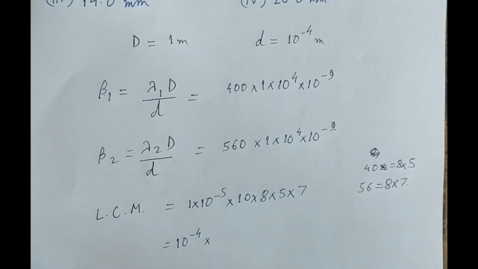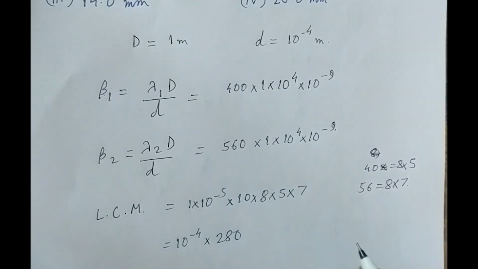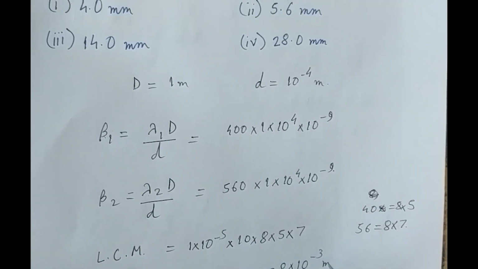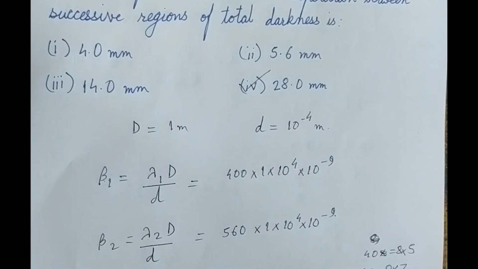8 into 5 is 40, 40 into 7 is 280. So 280 into 10 to the power minus 4, that gives us 28 into 10 to the power minus 3 meters, that is 28 millimeters. So correct option is option number 4.